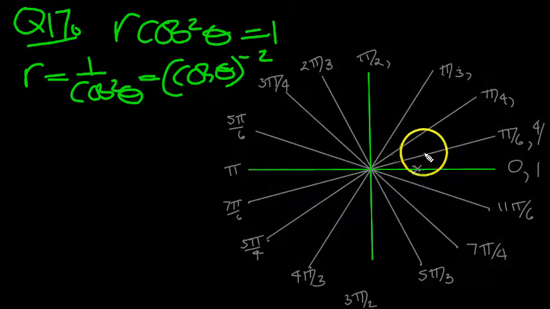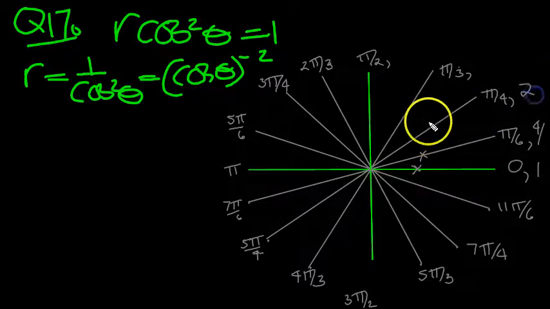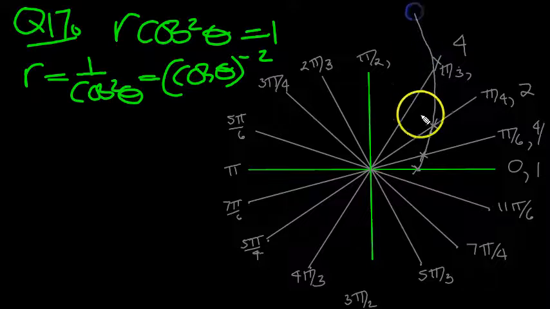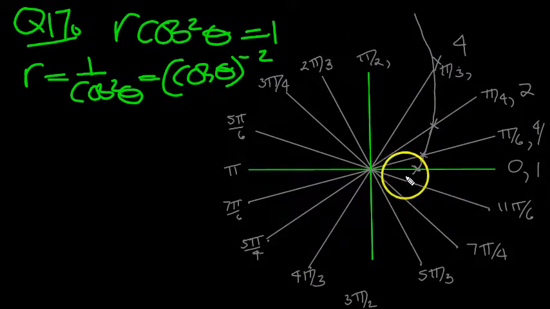noticeably steep, because that was only 1.4, wasn't it? And this was 2, and this was 4, and this will be infinity. So we're going to go around and we're going to come in, but then we're going to kick back because it shoots up to infinity. Okay, that's round 0 to pi over 2.